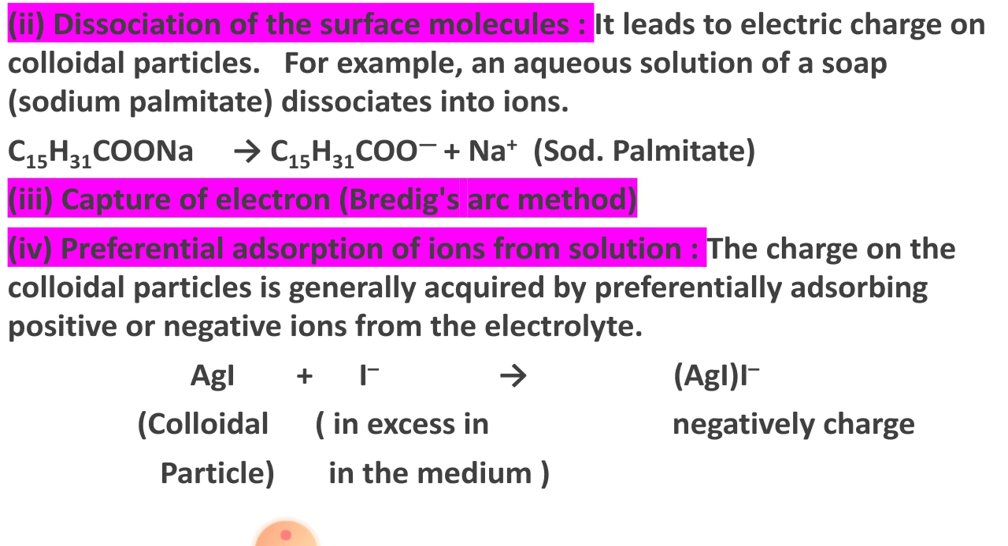So that means the charge developed on colloidal particles depends upon the charge present in excess in the medium, which is common to the colloidal particles. If the medium contains AgNO3, then the AgI acquires Ag plus charge and the charge on colloidal particles is positive. So that's why the preferential adsorption of ions develops the charge from the solution like that.